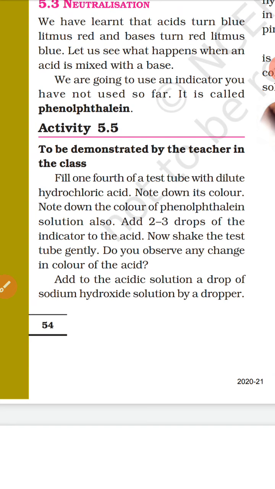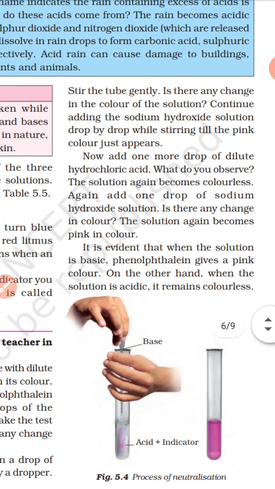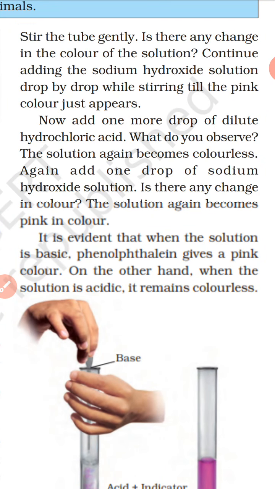Add to the acidic solution a drop of sodium hydroxide solution by a dropper. Stir the tube gently. Is there any change in the color of the solution? Continue adding the sodium hydroxide solution drop by drop while stirring till the pink color just appears. Now add 1 more drop of dilute hydrochloric acid. What do you observe? The solution again becomes colorless. Add again 1 drop of sodium hydroxide solution.